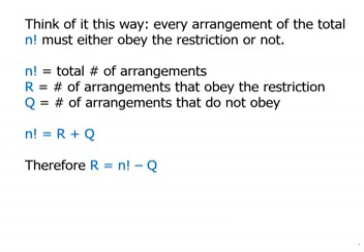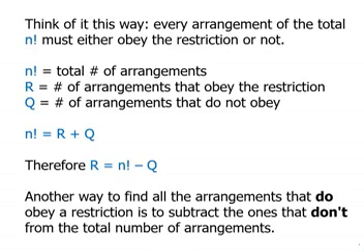And so this suggests another way of finding R, another way of finding the number of arrangements that obey a particular restriction. Rather than count the ways that do obey the restriction, we're going to count the ways that don't obey the restriction. We're going to count what we don't want. That's what Q is. And it's always easy to find the total number. The total number, disregarding any restrictions, is n factorial. And so we'll count the ones that we don't want and subtract that from n factorial. That's the basic idea of this.